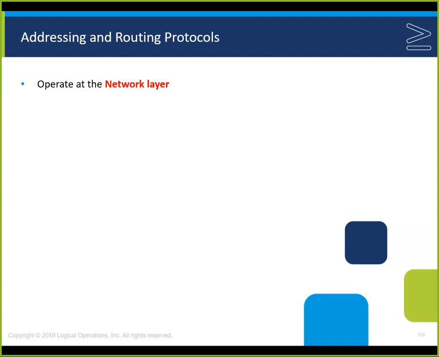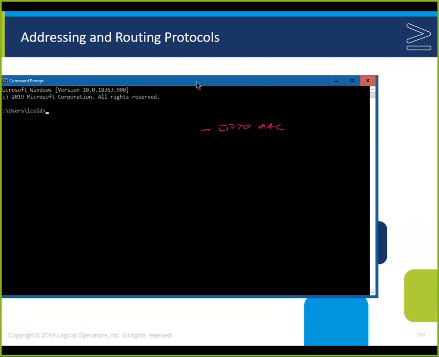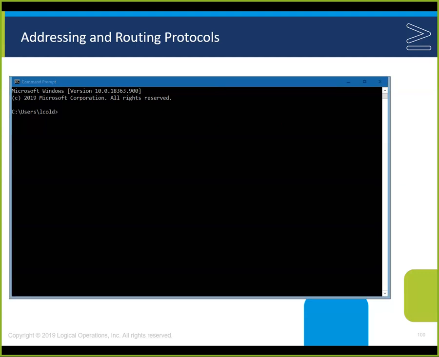Addressing and routing protocols operate at the network layer. The big one here is going to be IP, and this is going to be for both IPv4 and IPv6. Other protocols that are running here are ARP, the Address Resolution Protocol. The Address Resolution Protocol is going to do an IP to MAC so that we can actually find these things. Your machine, my machine, all machines have an ARP table, which, if I can get the command prompt to run, we can see.